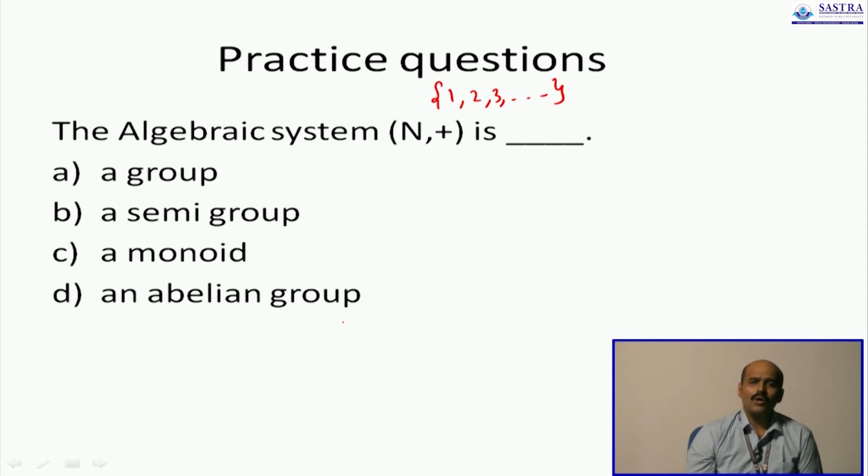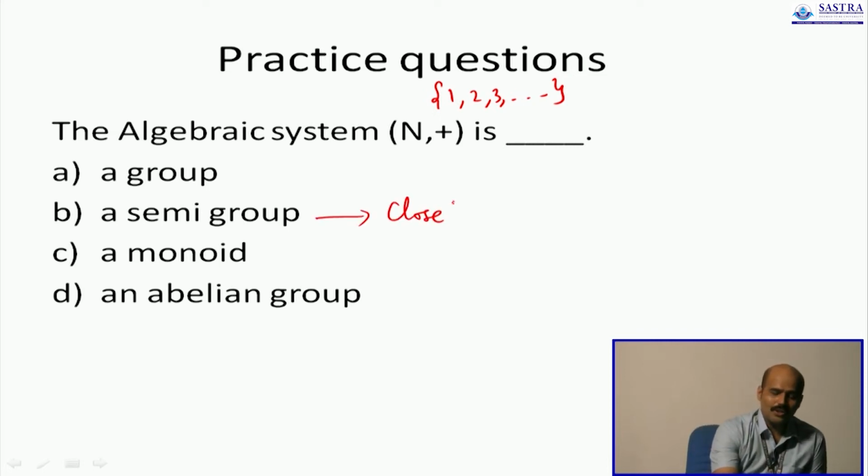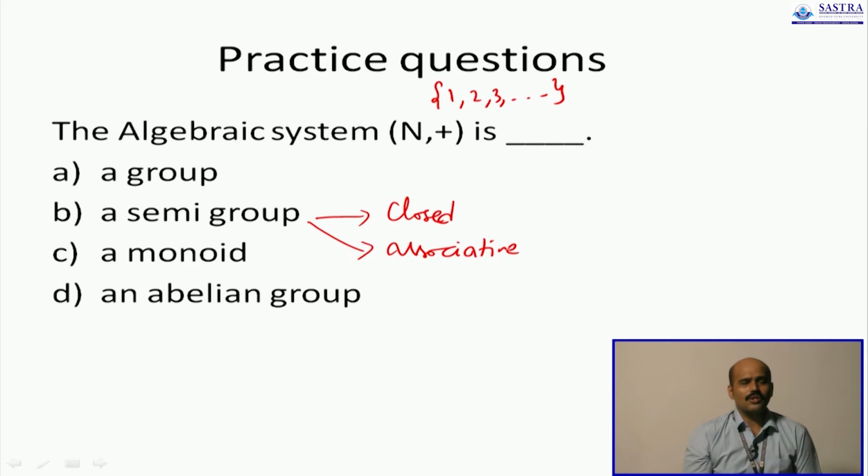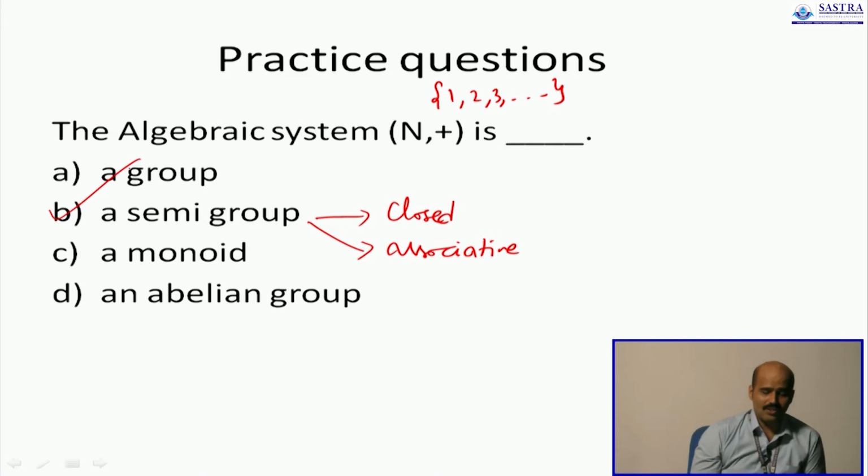Let us recall what is meant by a semigroup. A semigroup only wants your set to be closed under the operation, and it wants the operation to be associative, both of which are true. When you add two natural numbers, the sum will also be natural. So the set is closed, and as long as you are doing only addition, the operation is also associative. So it is actually a semigroup, that is right.